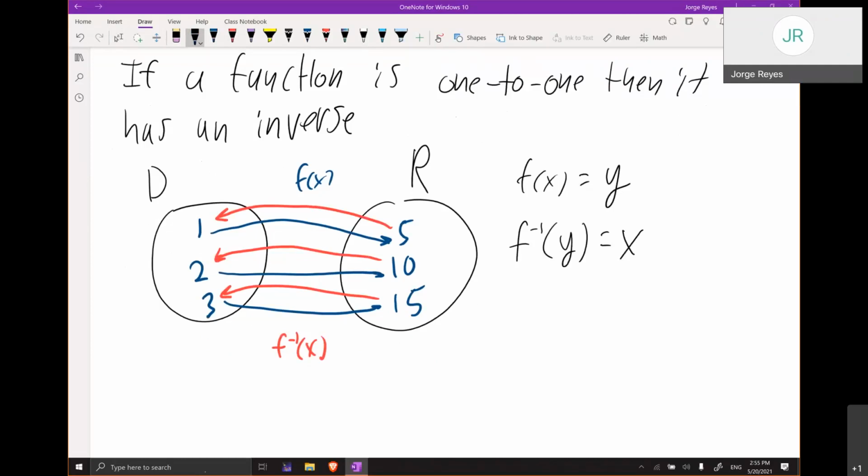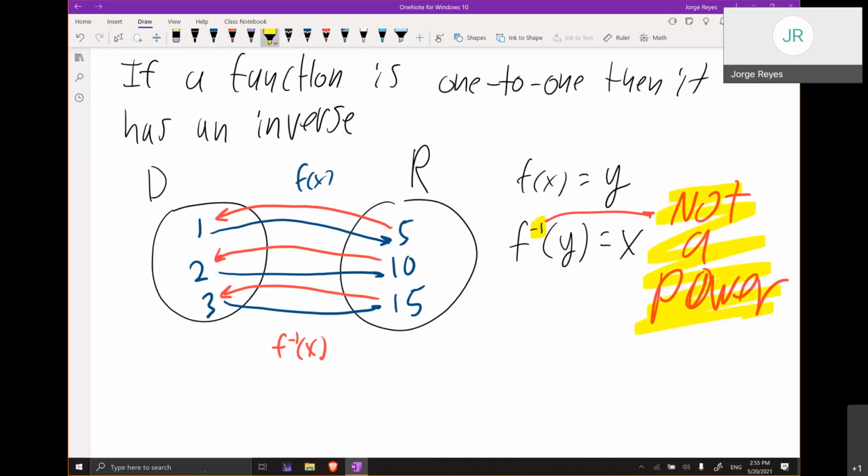Now, big deal: this -1 here is not a power. It's very important that you do not get this confused with a power. It's not a power. This is not like 1 over f of x. It's just notation. It is not a -1 power.